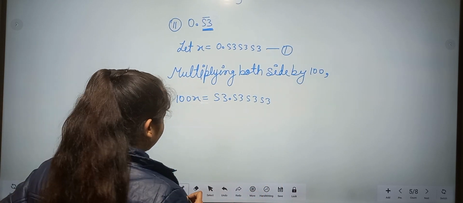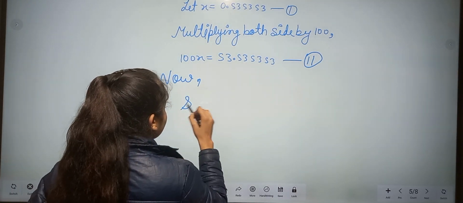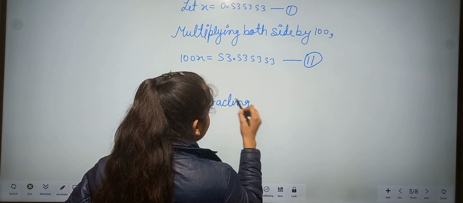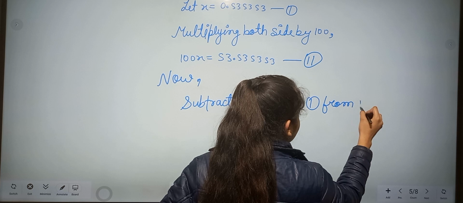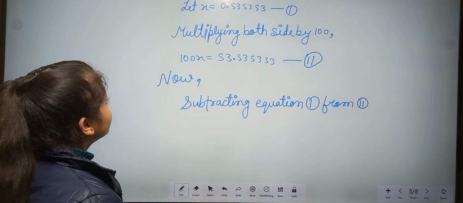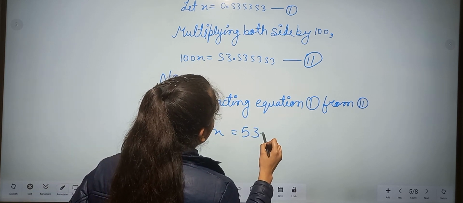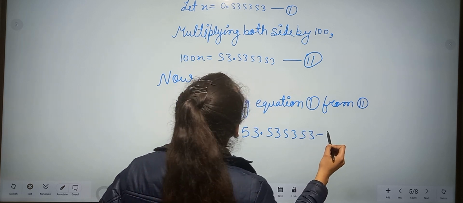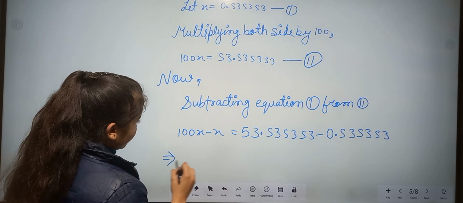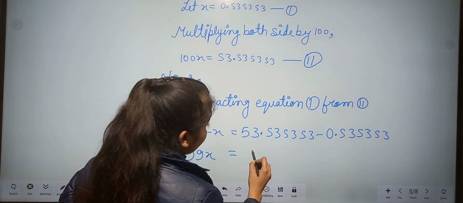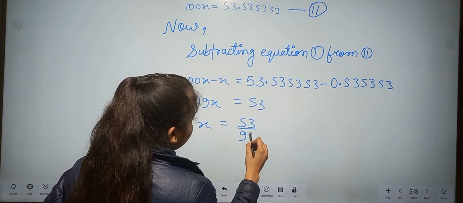And again we have to subtract. This is our second equation. Now subtracting equation first from second, 100x minus x is 53.53535353 minus 0.535353. So here we can write 99x is equal to 53. So x is equal to 53/99. This is our answer.